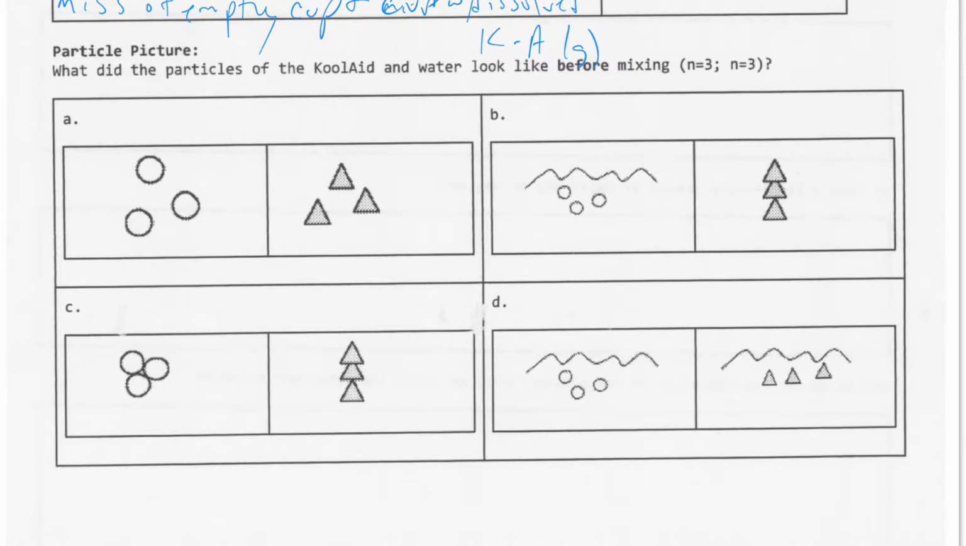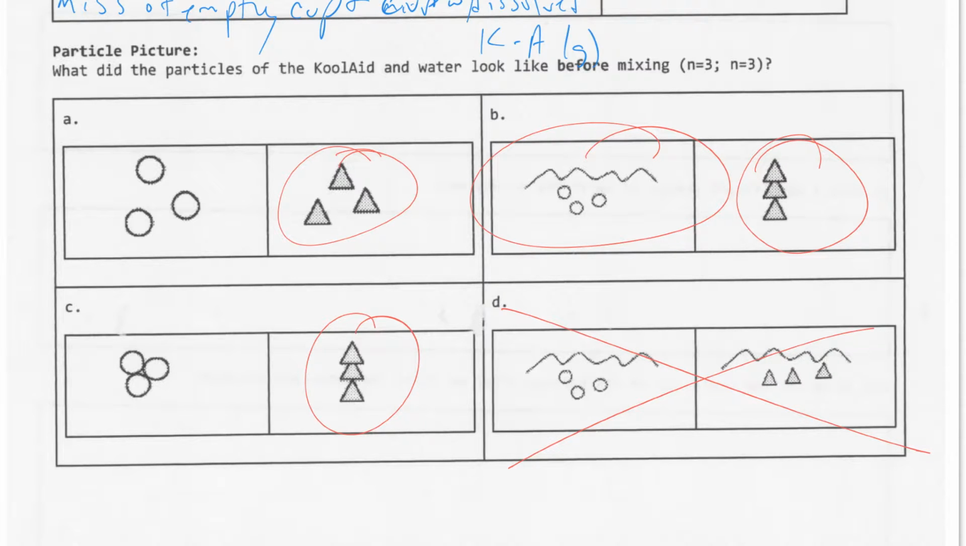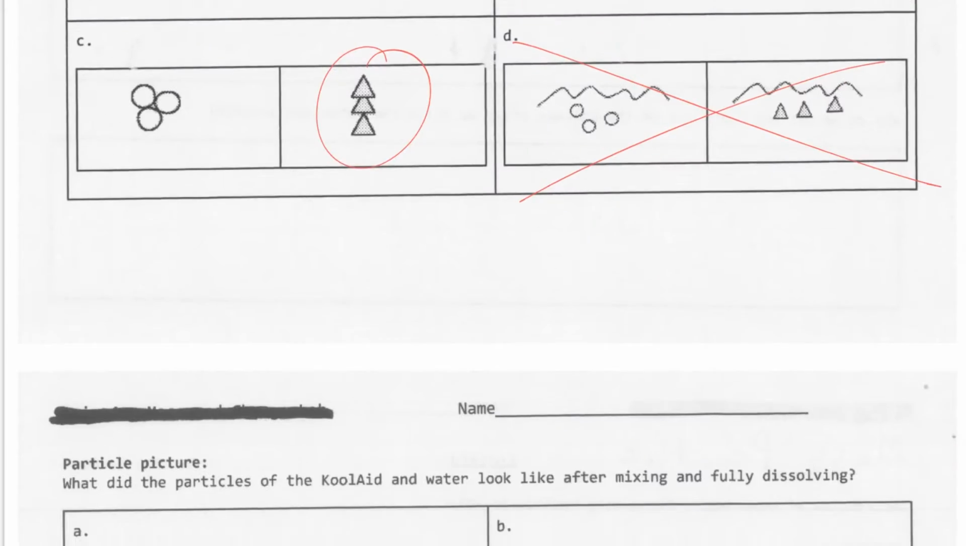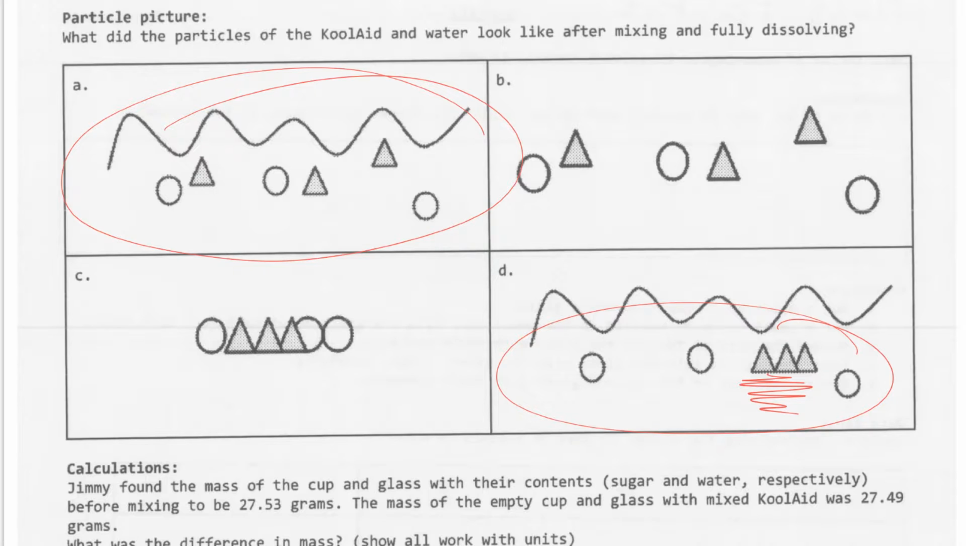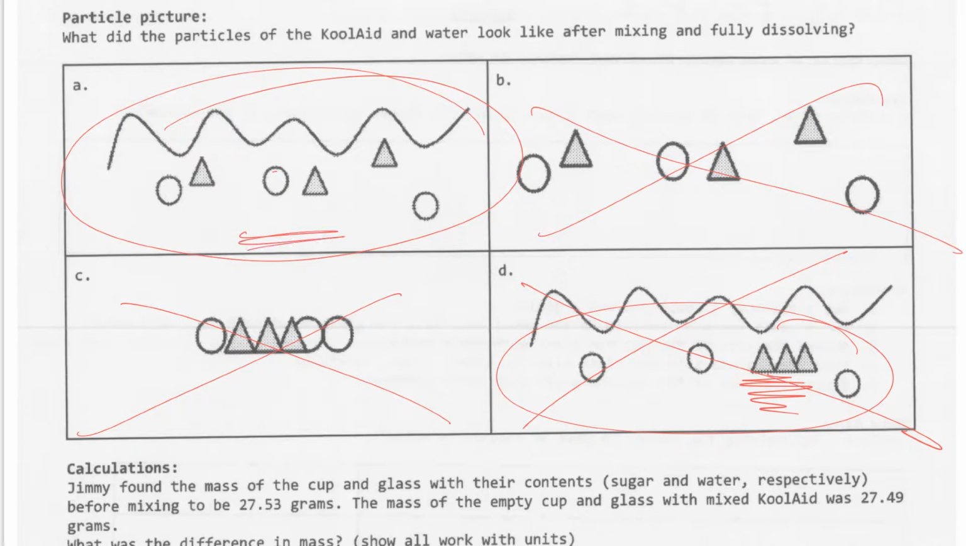So what did the particle picture of the Kool-Aid and water look like before we mixed? Well, initially we had a solid Kool-Aid, so that could be this one, maybe even this one, right? And then we had, so that eliminates this one, and we had liquid water, which this is the only one that looks like a liquid to me, so I would pick B. And then at the end, what happened? Well, the reason it dissolves is because we can't see those particles, so this is the only choice. This one would imply that it stayed a solid inside of the water, so that's not it. None of the other ones have the water as a liquid, really, so A is the only one that sort of works.